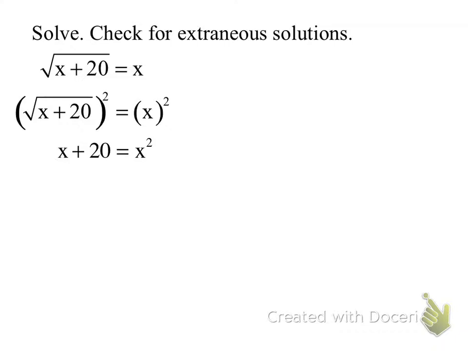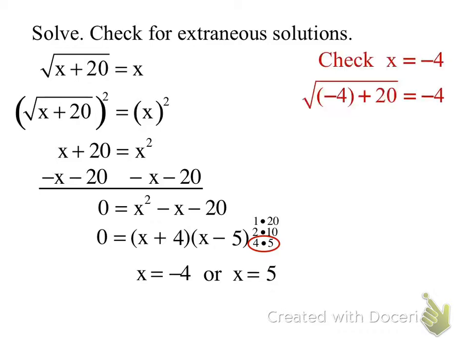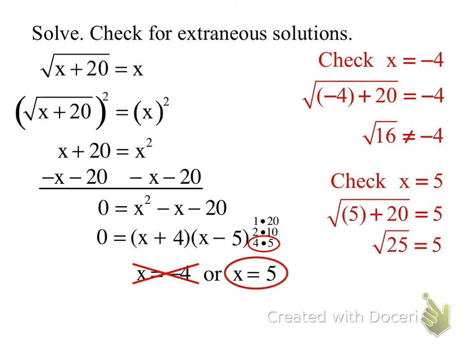We should square it. Then we subtract everything to one side. When we factor it, we say that we did our x marks the spot. What multiplies to negative 20 and adds to negative 1 is negative 5 and positive 4. And then we get x equals negative 4 or x equals 5. When we try them in the original equation, negative 4 does not work. It is extraneous, so it is not a solution. When I try 5, it works.